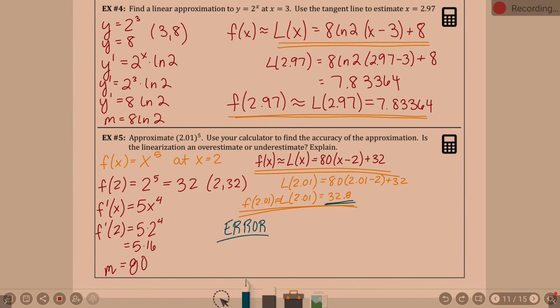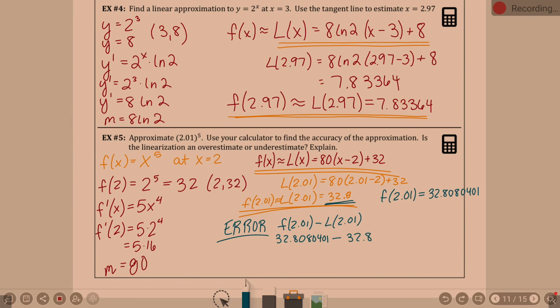So, f of 2.01 is exactly what? Read that number again, Maddie. 32.8080401. Okay, something like that. Now, so here's the difference, guys. We're looking at the error, so we're looking at the absolute value of the exact minus the approximate. So in order to do the error, we're going to do f of 2.01 minus the linear approximation at 2.01. So that's that number Maddie read, 32.8080401 minus our approximation, which was just 32.8. So we're subtracting those two values.